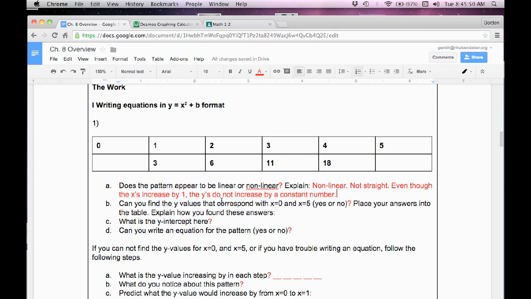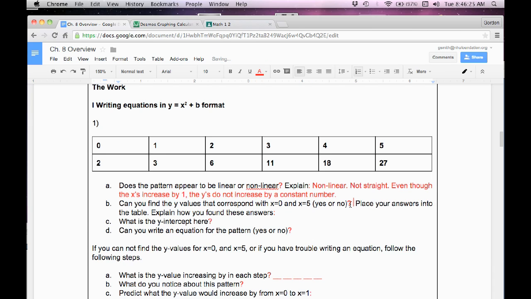Okay, can you find the y values that correspond to x equals 0 and x equals 5? Yes or no? Well, let's see. It goes up by 3 here. It goes up by 5 here. It goes up by 7 here. So 3, 5, 7. It seems like these are just odd numbers. So I'm going to say 9 here. So what is 18 plus 9? It's 27. Okay, now if this is 3, and this is 5, then going backwards that would be 1, so that would have to be a 2, because the difference between here and here would have to be a 2. That makes sense.